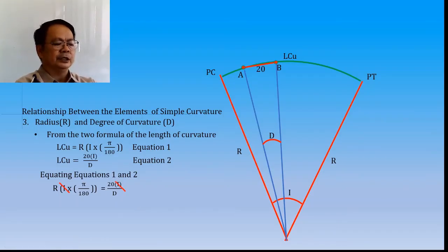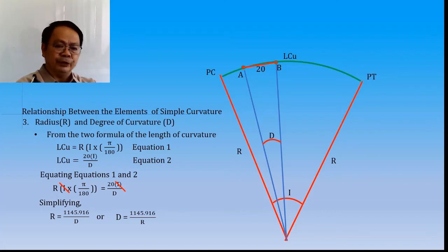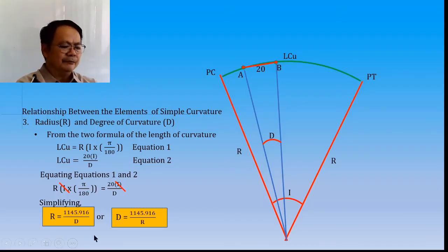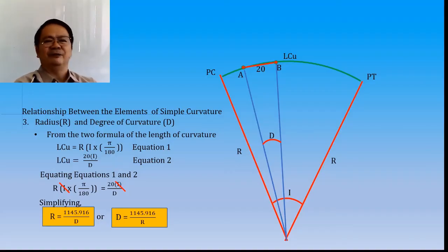You will notice that I will cancel. And you can solve for D by simplifying, and you will be getting R equals 1145.916 over D, or D is equal to 1145.916 over R. Ito yung dalawang relationship between D and R. So if you're given R, you can solve for D. If you're given D, you can solve for R. Ngayon, pag nasolve natin yung D, pwede mo nang balikan yung kaninang equation natin for the length of the curvature, which can be computed by 20 times I divided by D.